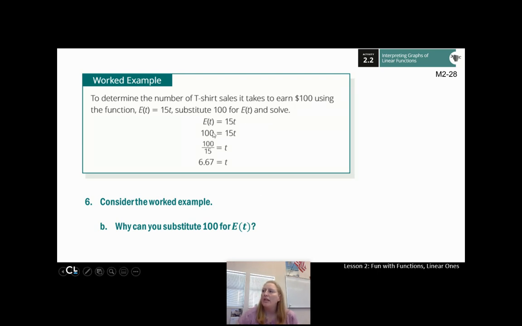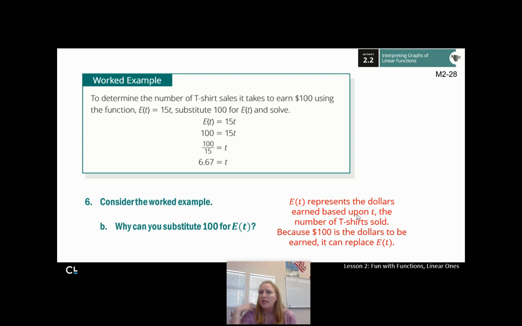So remember that E of t is our potential earnings in dollars. Do you remember that? So E of t represents dollars earned based upon t, the number of t-shirts sold. So that means if $100 is what we're earning, then that's where it's going to go. It's going to replace E of t because E of t is representing the dollars that we earned. And that's why it's okay to substitute that in there. Now here's a cool trick. So you can totally see how we can solve this with an equation, no big deal.